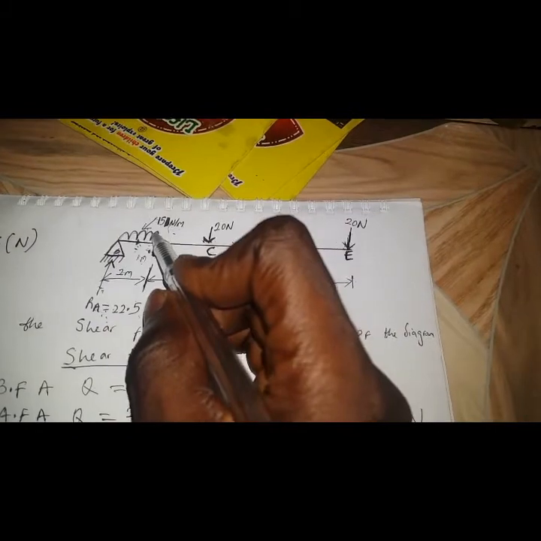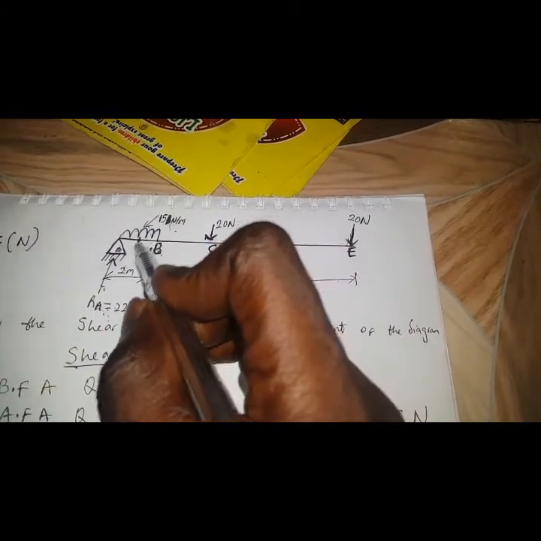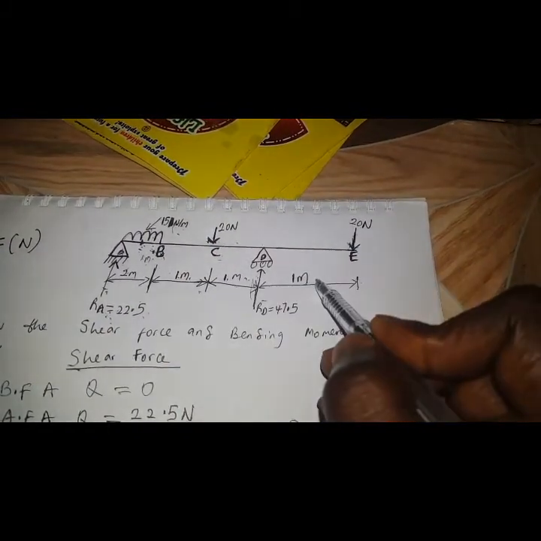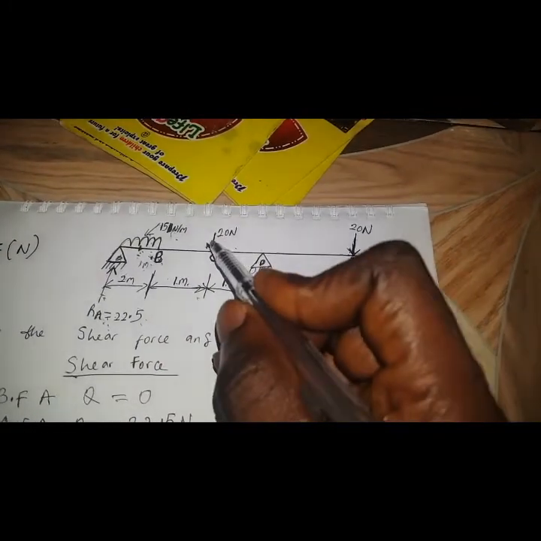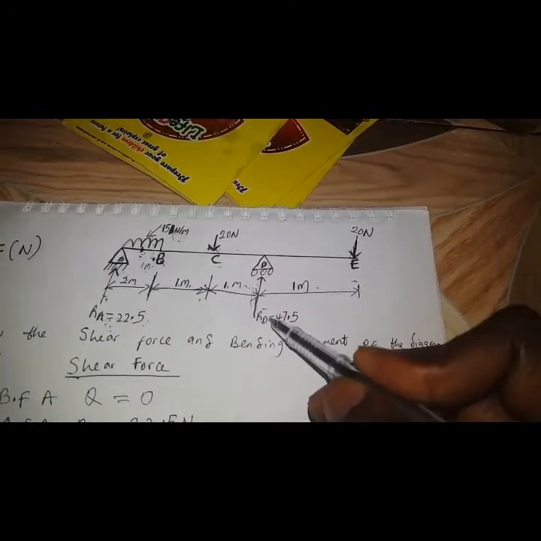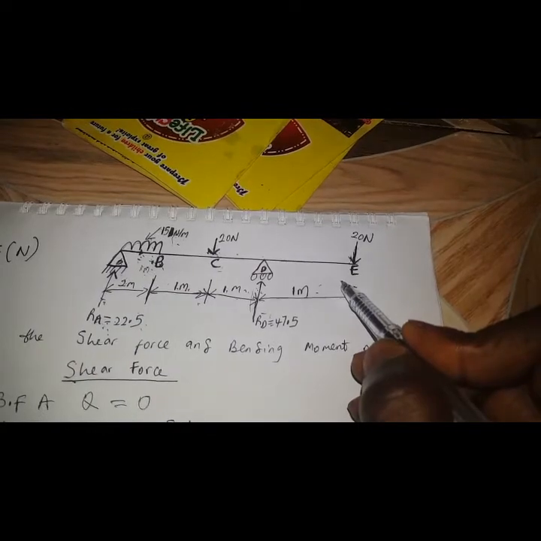minus the force here is 30. 15 times 2 is 30. 30 times 1 plus 1 plus 1 plus 1, which is 4. That's 30 times 4. Then minus 20 times 2. Then plus 47.5 times 1. So that will be the bending moment at E.